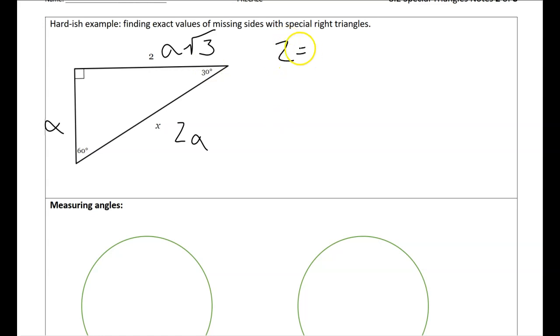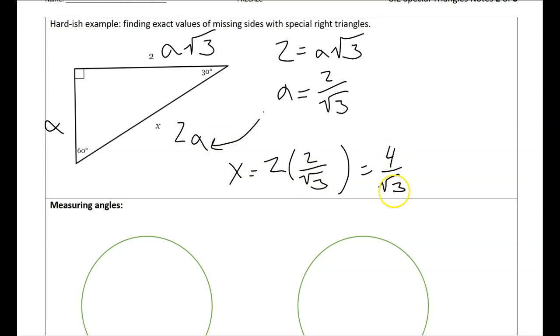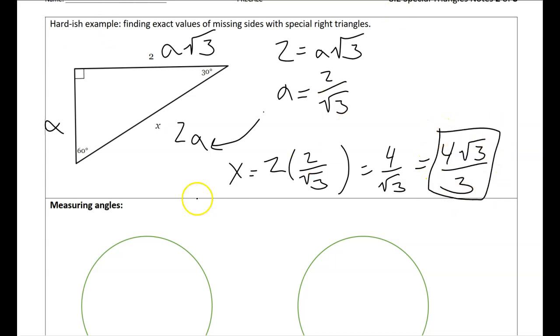I can be like 2 equals A square root 3. A would be then, if I divide by square root 3 on both sides, 2 over the square root of 3. And then if I want to find x, that's 2A. So 2A would be 2 times 2 over square root 3, which is just this, and then we rationalize. Okay, so the way I would suggest you do these is by making equations to solve them.